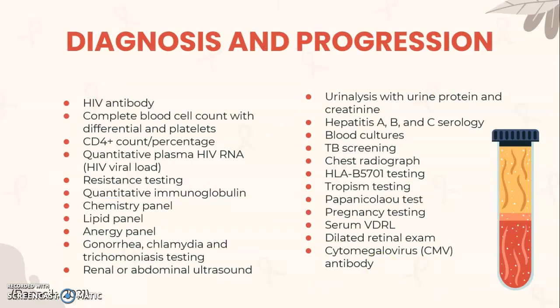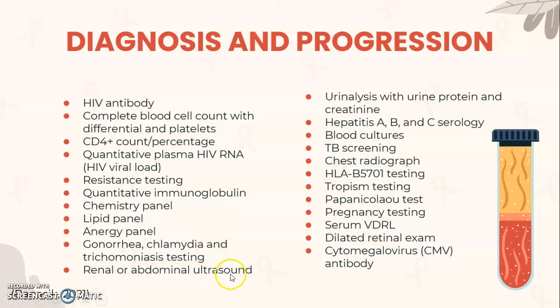So here are some other ways to test and monitor the progression of the disease. There are a lot here. So you have your HIV antibody. You have your complete cell count with differential and platelets, CD4 plus count percentage, quantitative plasma HIV RNA, resistance testing, quantitative immunoglobulin, chemistry panel, lipid panel, energy panel, gonorrhea, chlamydia, and trichomoniasis testing. And like I said, gonorrhea and chlamydia testing can be done because a lot of STIs occur with HIV a lot of the time.